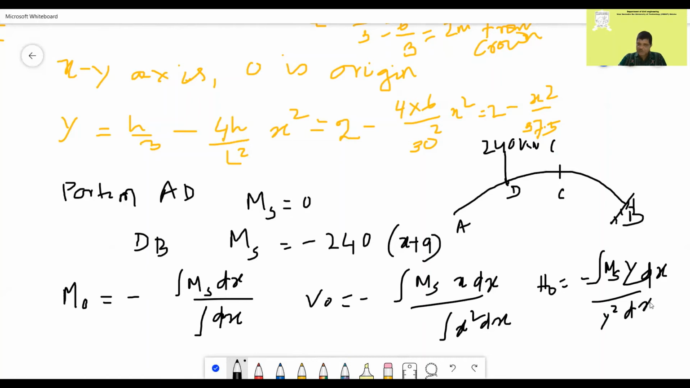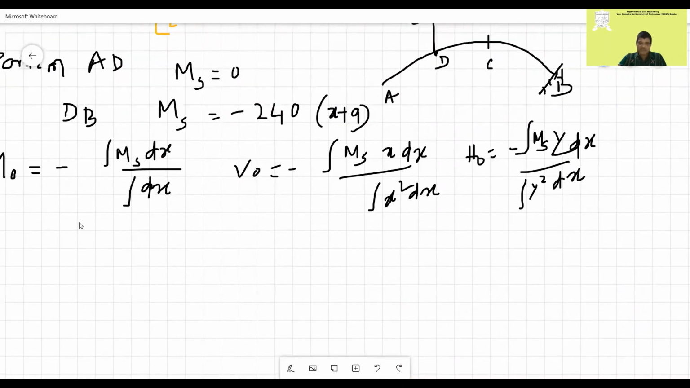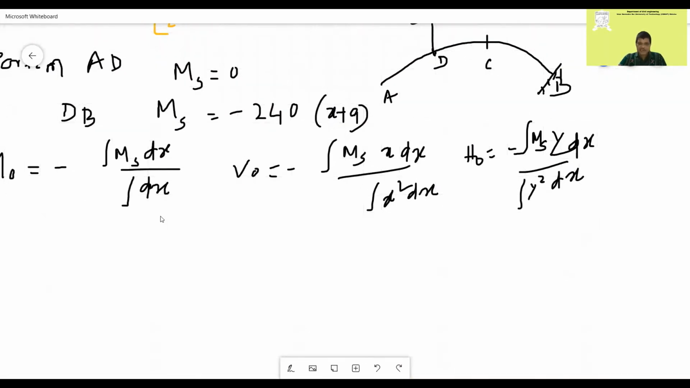So now we have to integrate all these things. We have to find all the values by integration. What will we find out? We'll find out Ms dx, dx, Ms x dx, x square dx, Ms y dx and y square dx. If we are able to find these by integration, then we can find the reactions. So now we find the equations.